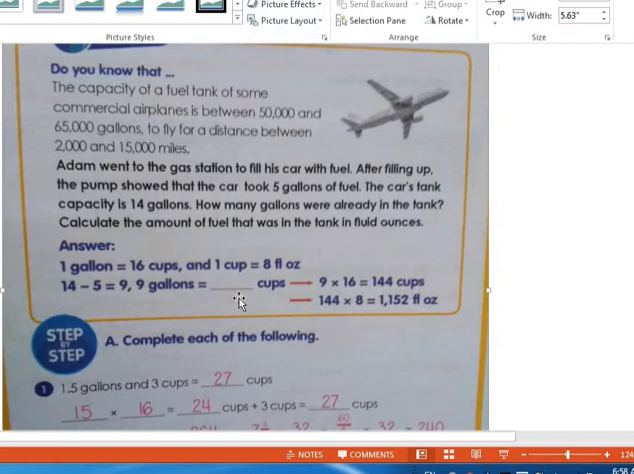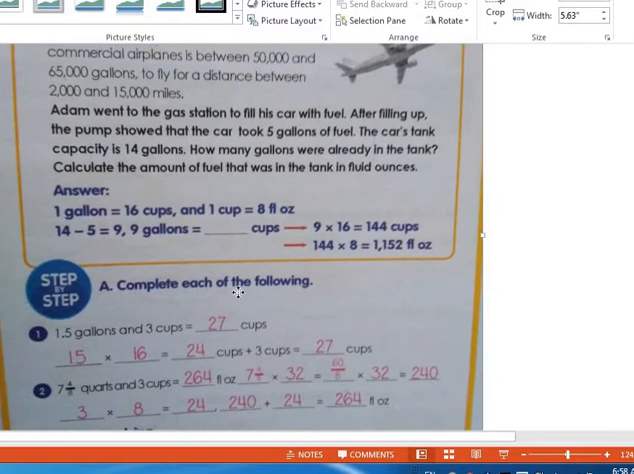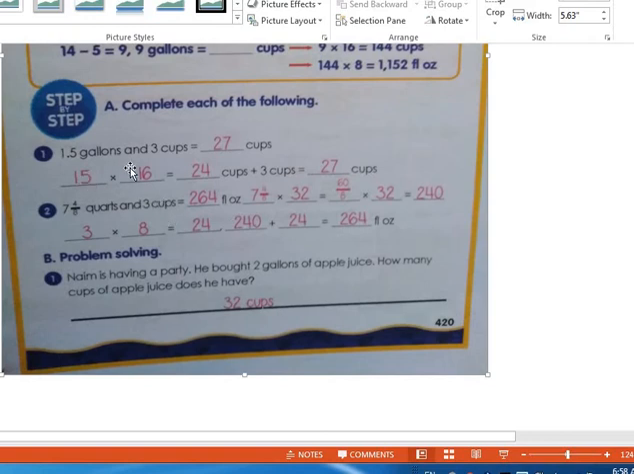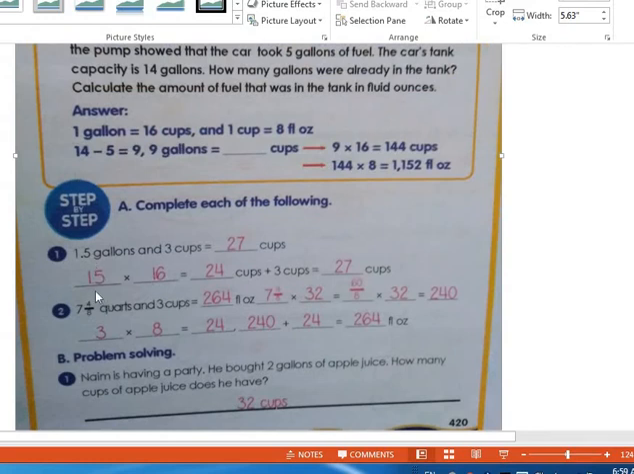Okay, this is done very clearly. Complete each of the following: 1.5 gallons and 3 cups. How can I convert it into cups? I multiply 1.5 gallons, because it's the greater unit, by 16, which I should study well. Then 1.5 times 16 gives me 24, because when I convert from gallons to cups, I multiply by 16 every time.